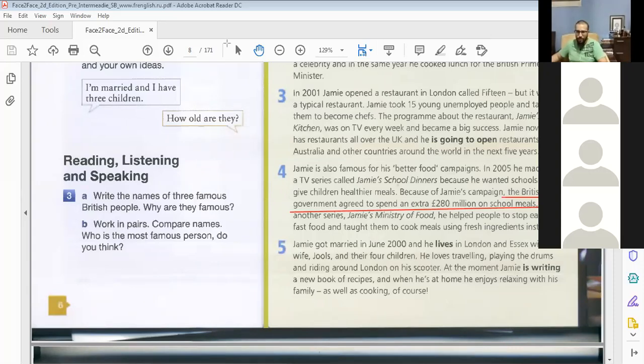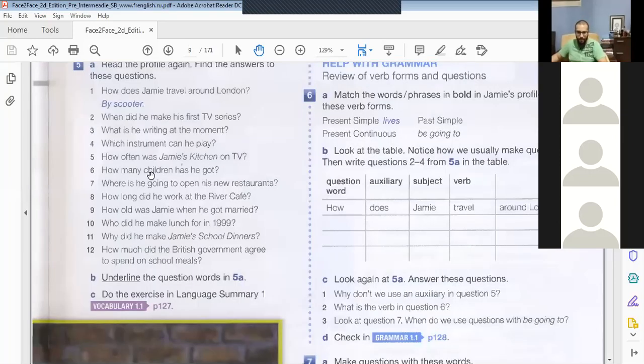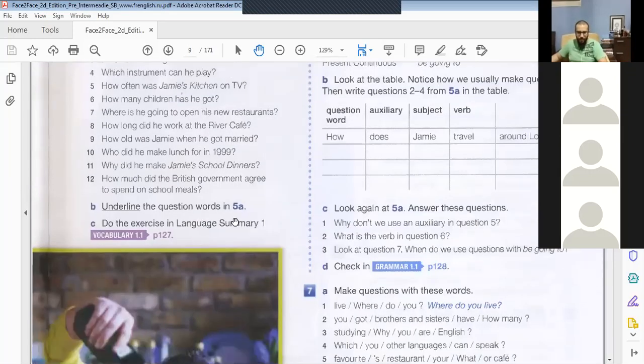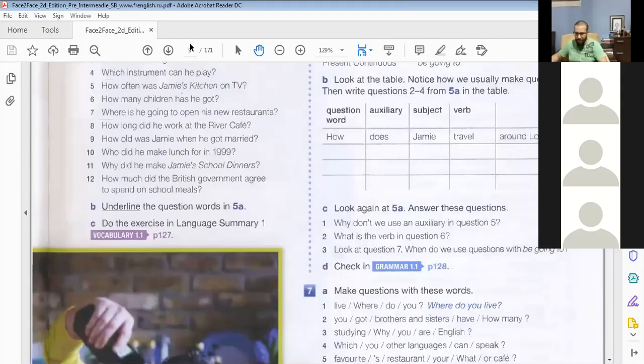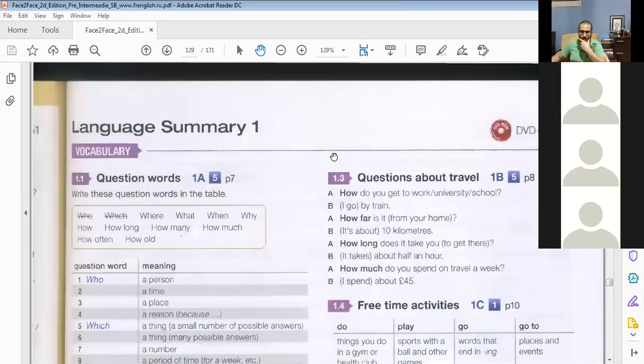so these were just some general follow-up questions for the profile. It says do the exercise in the language summary. Let's take a look at it. Let's see if it's interesting or not. If it's not, I think we can move on. But let me check it. So we have an exercise.